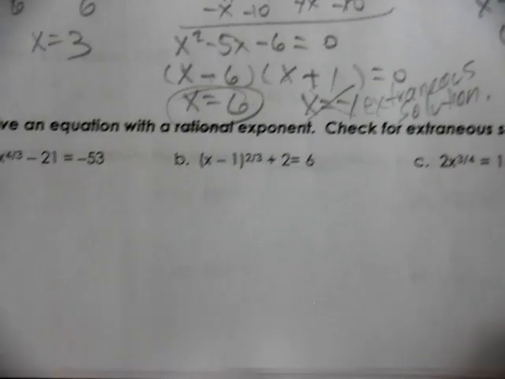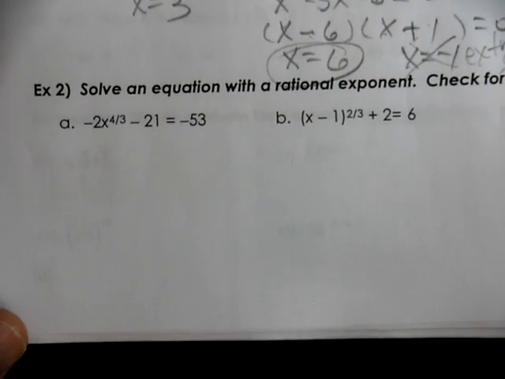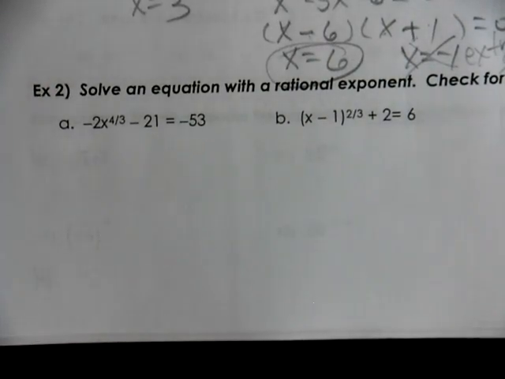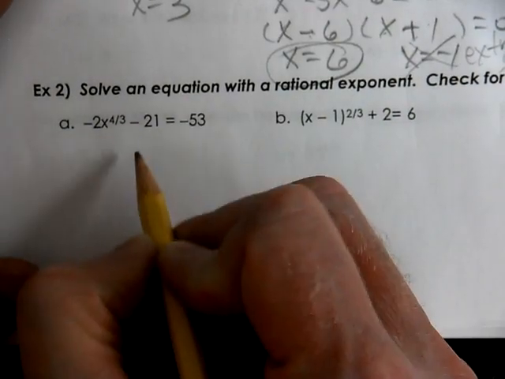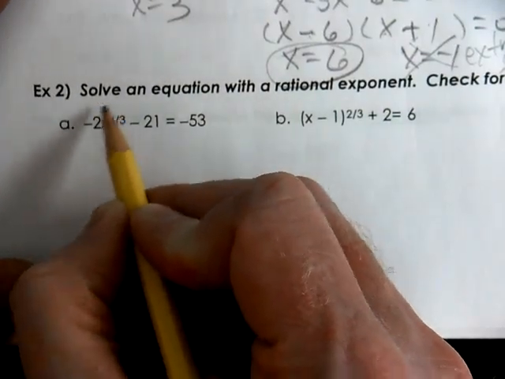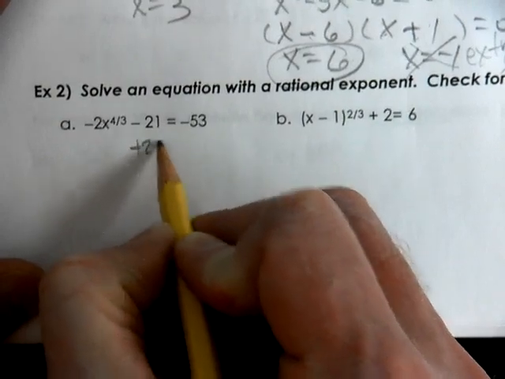Let's take a look at what we have down here. How is this going to be different? We're dealing with those exponents. We have some funny exponents here. So you need to isolate this first. So we're going to add the 21 across.